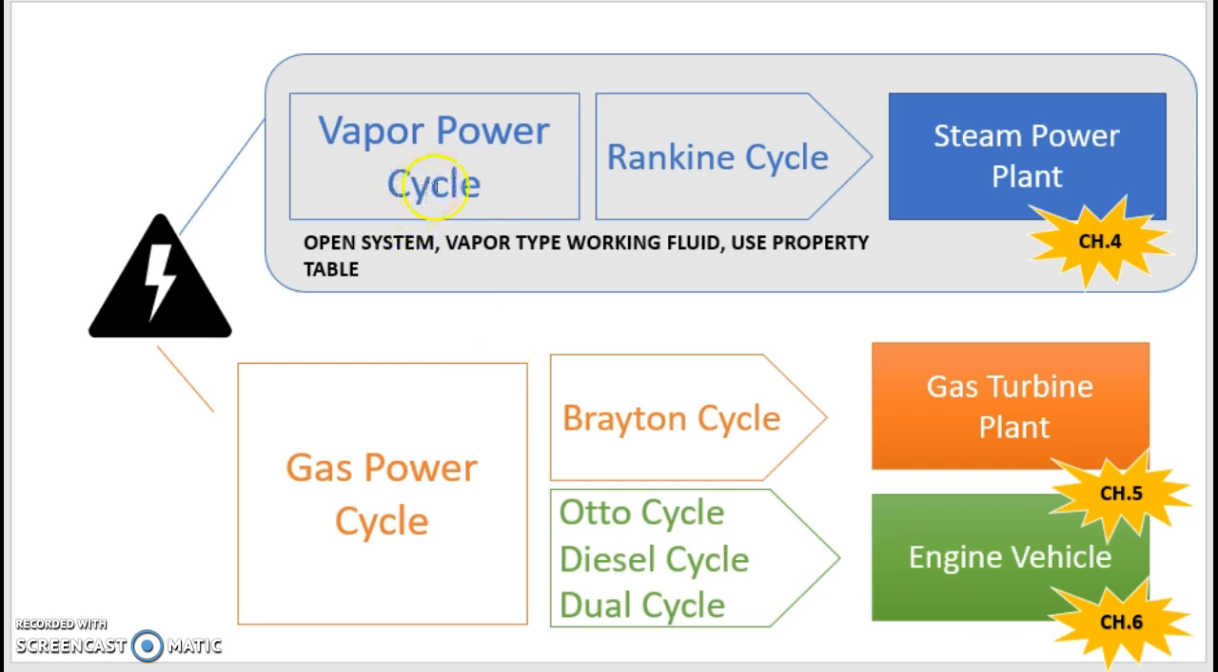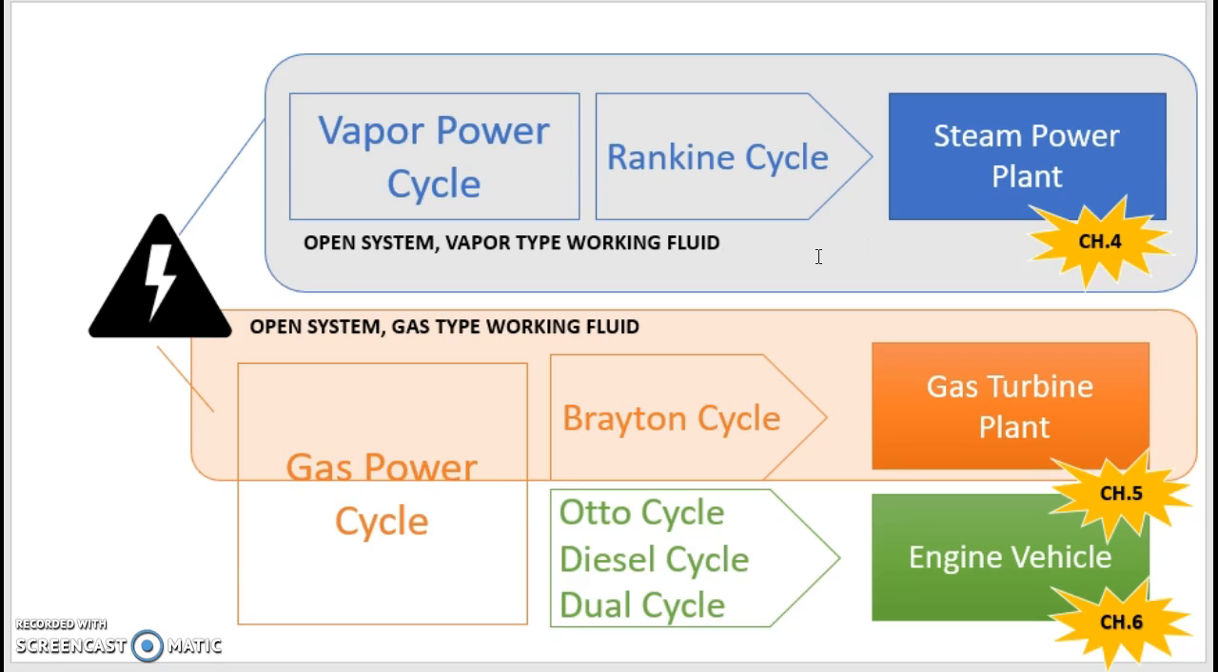So vapor power cycle, one of which is the Rankine cycle that we use in steam power plant, is actually an open system, and the type of working fluid we use is vapor. And in order to solve this problem, we need to use the property tables in your textbook, which cover tables E4, E5, and E6.